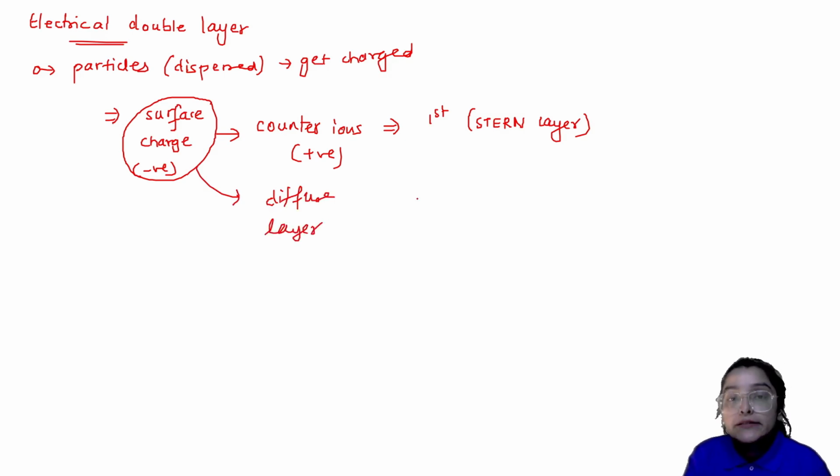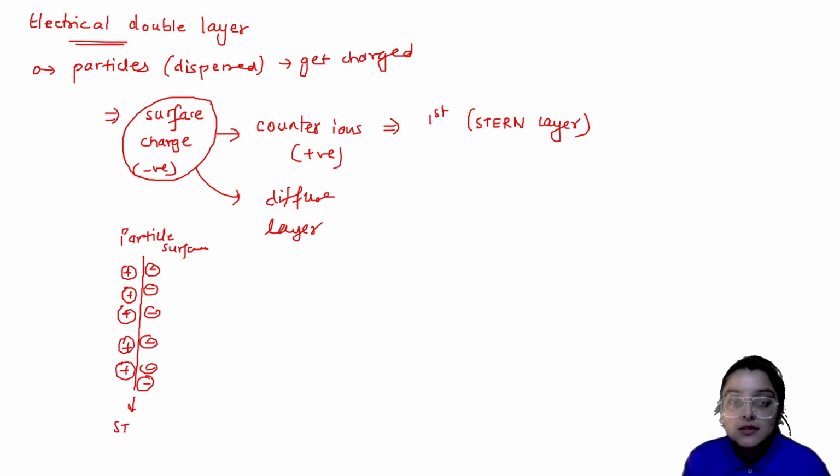Okay, understand it with this diagram. Suppose this is your particle surface with the charge. Now because of this, positive counter ions have come up, forming our first layer, that is known as the Stern layer.